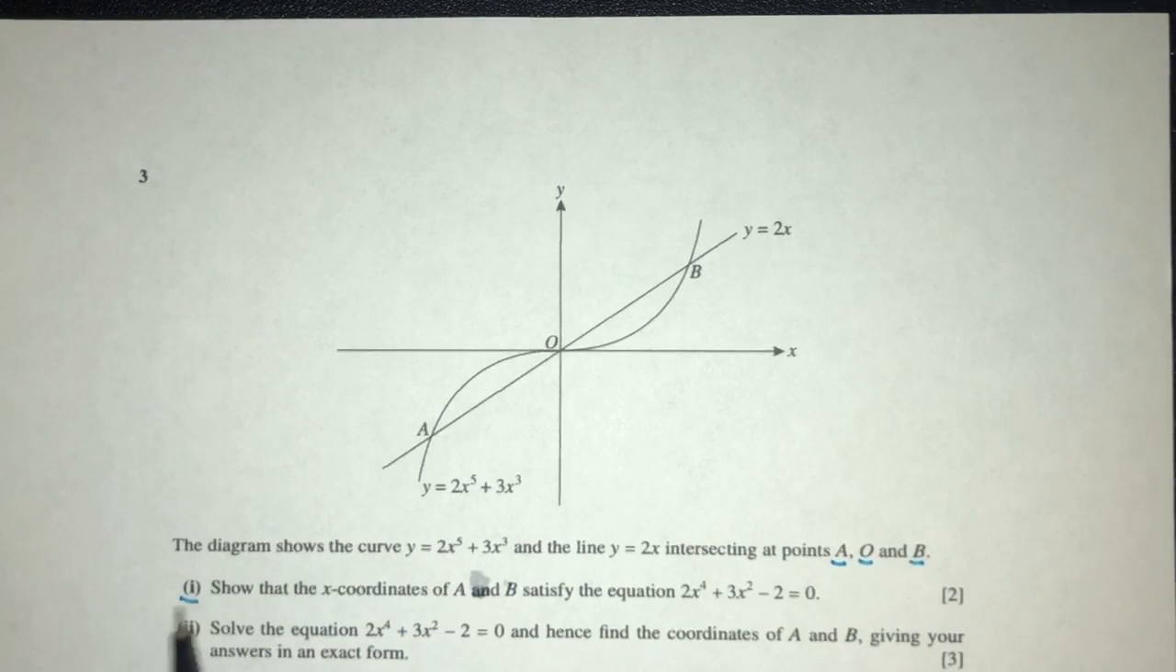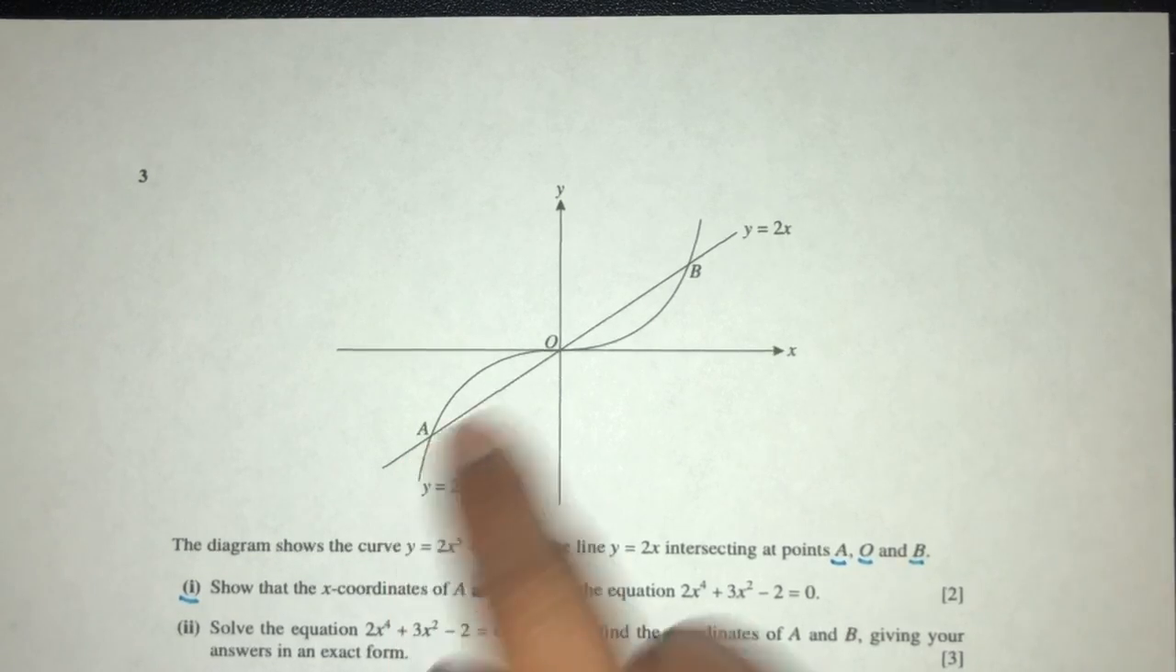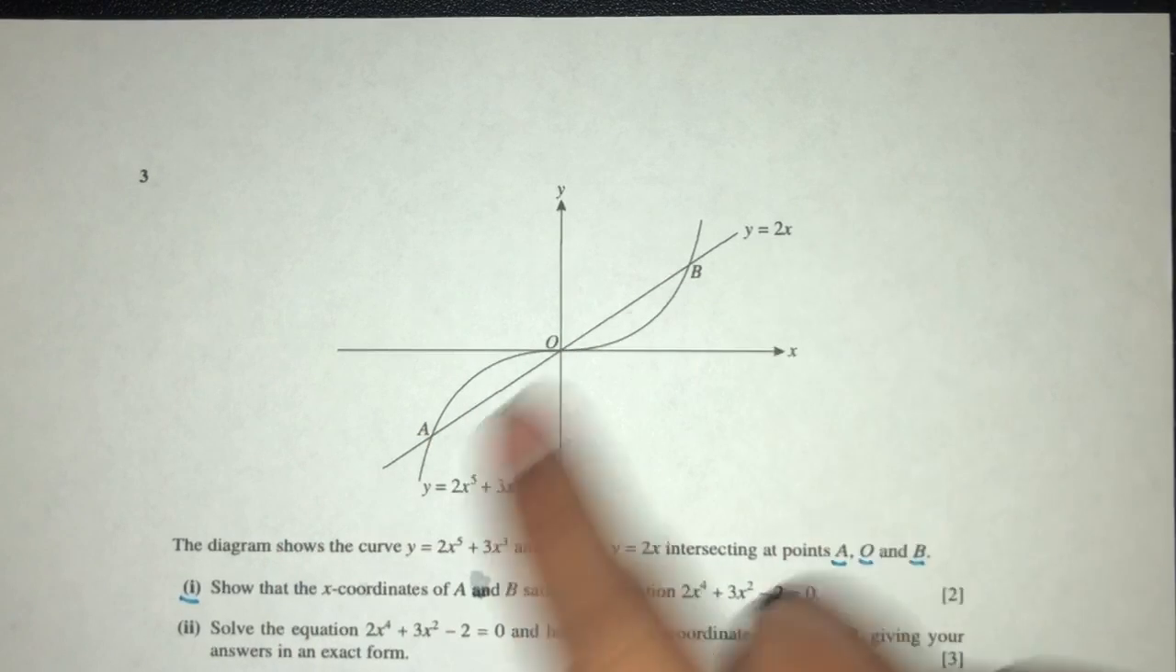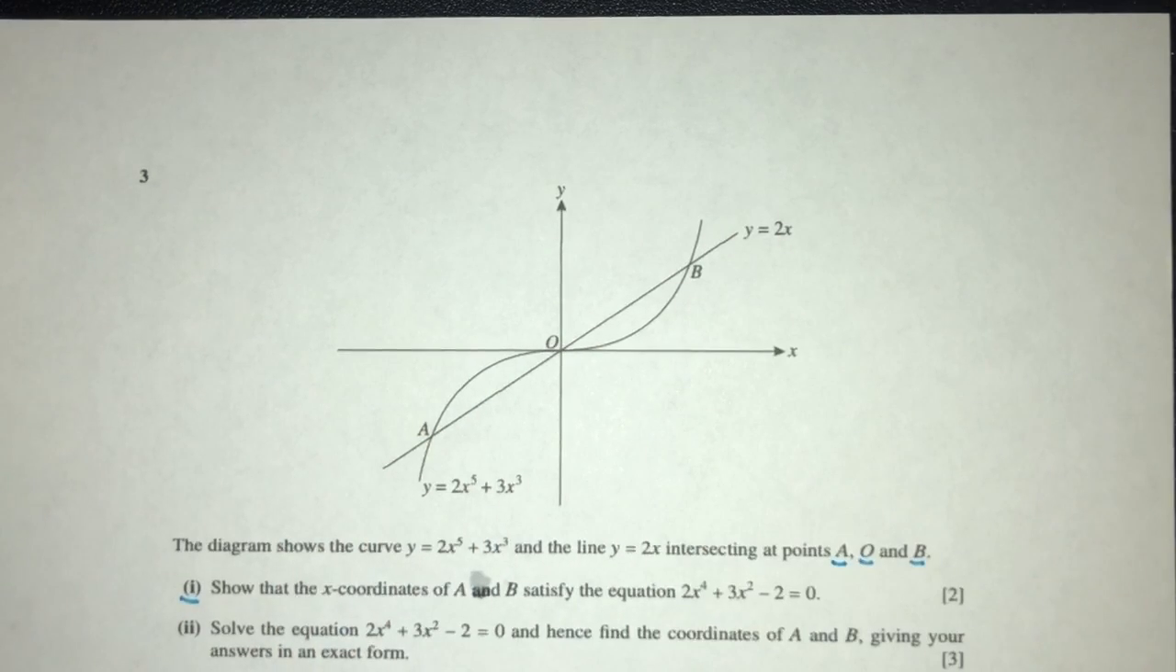Now part 1, we have to show the x value of A and B satisfy this equation. So pretty easy. In other words, how would you find the points A and B? By observation, we can see the points A and B are points of intersection between that line and the curve. So how would you find that usually? Intersection, meets, cuts, we have to solve simultaneously.